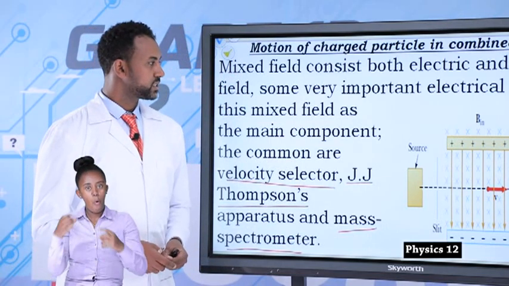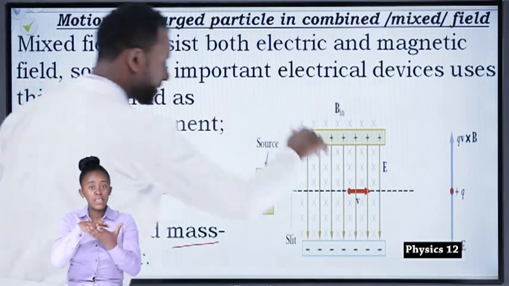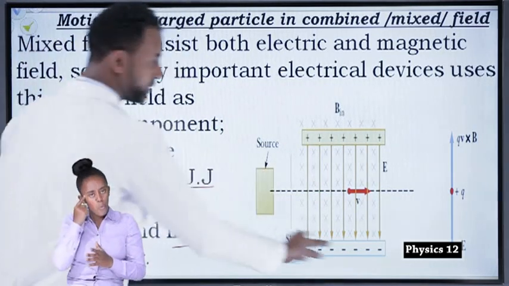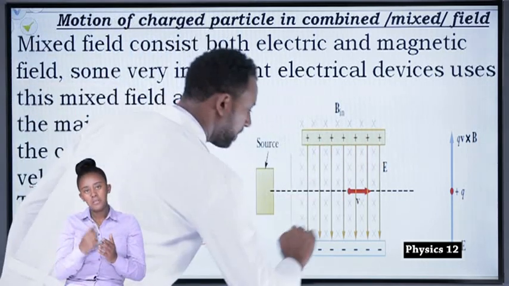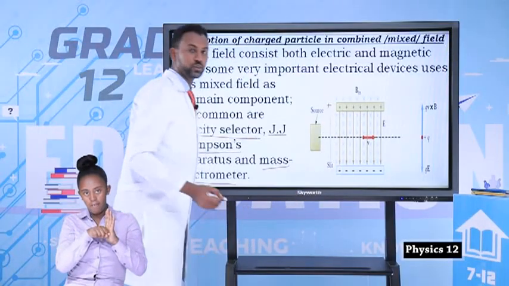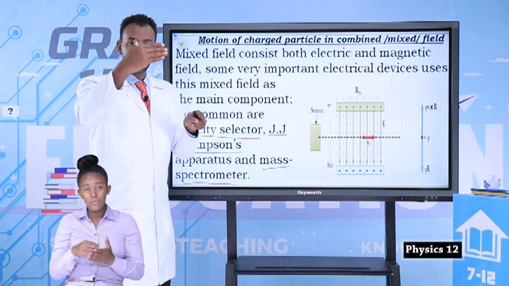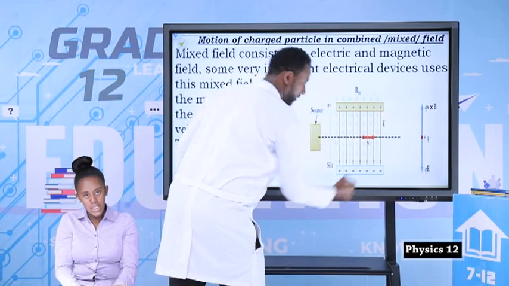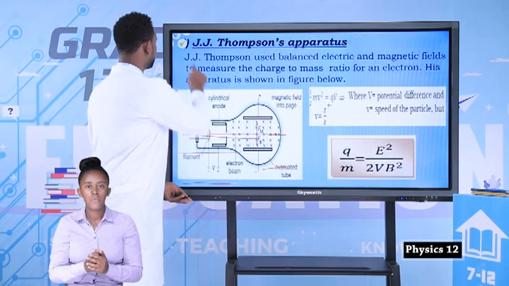So first let's see what is meant by mixed field. Mixed field means a combination of electric field and magnetic field. Suppose this is a velocity selector. This is the concept of the velocity selector. Let's take two parallel plates like this, a positive and a negative plate. In electrostatics, you have learned that the electric field runs from positive to negative. Therefore, the electric field lines run downward, from positive to negative.